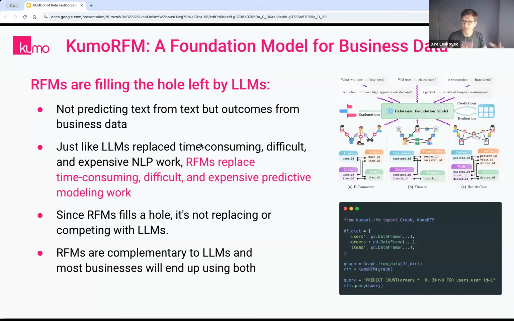So just how does this relate to the LLMs, right? Relational foundation models like the KumoRFM are basically filling the hole left by the LLMs, right? RFMs are not predicting text from text, but they are predicting outcomes from, let's call it, business data.